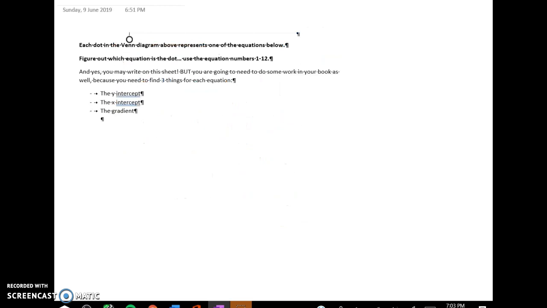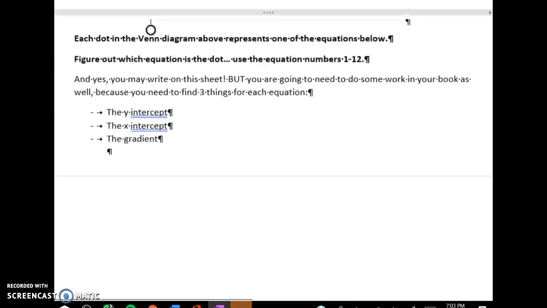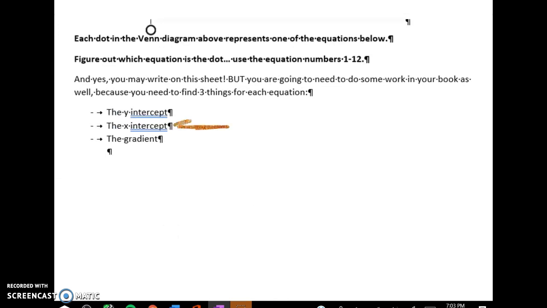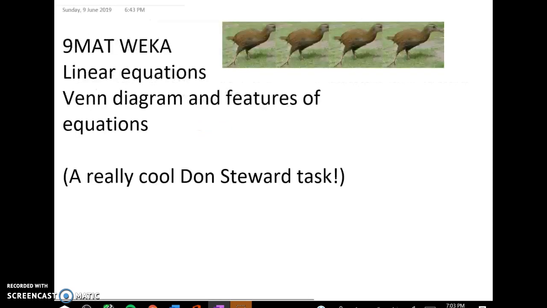So the instructions I've given you on the sheet go like this. So you pause the video and just have a read of those. The new thing here is the x-intercept. So let's take a look at what that's all about.